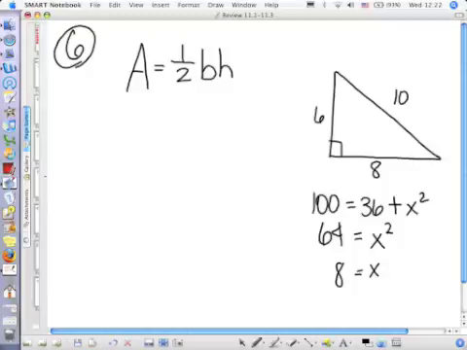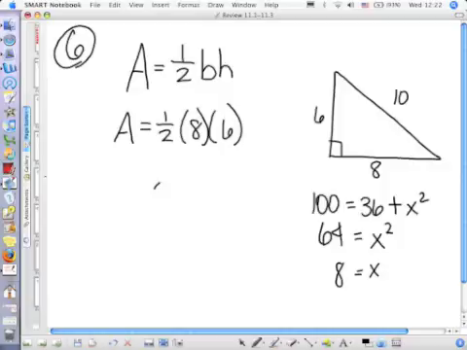So now you know your base, and you know your height. And so your answer is 24, and there were no dimensions given. No measurements, like feet or inches or nothing like that.